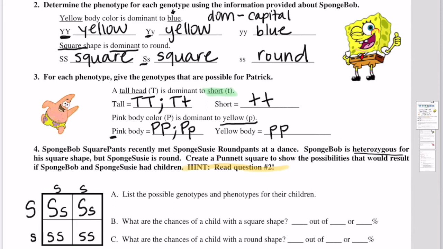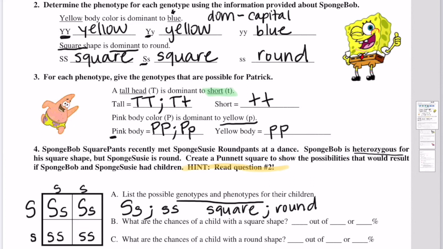So we're going to list the possible genotypes and phenotypes for their children. So remember, genotype is going to be the letters. Heterozygous, dominant, and we also have homozygous, recessive. Okay, so this big S, little s is going to result in a phenotype of square, and little s, little s is going to result in a round phenotype.